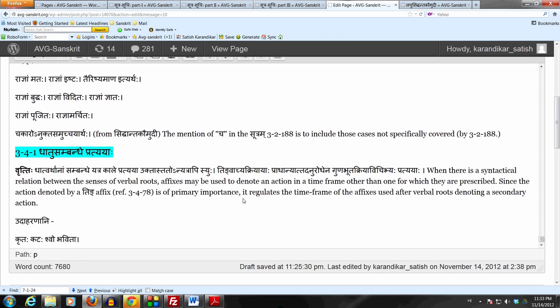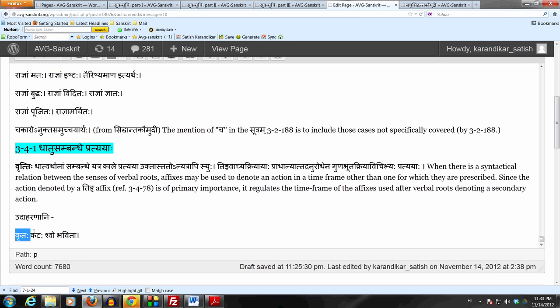This is an example from the Kashika. It says kritaha kataha shvo bhavita. Now, kataha is a mat. So if you just take the part of the sentence which says kritaha kataha, a mat was made, because kritaha, the affix kta, has been used, and as we have just said, that affix kta is used bhute. So kritaha kataha would on its own mean a mat has been done, a mat was made, a mat was created. But then the sentence continues and says shvo bhavita.